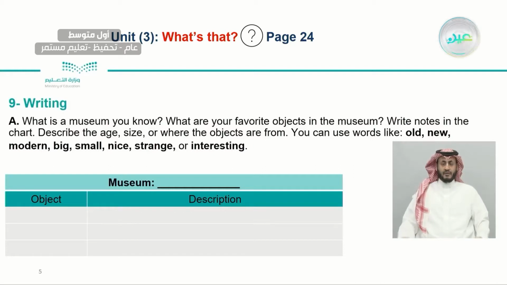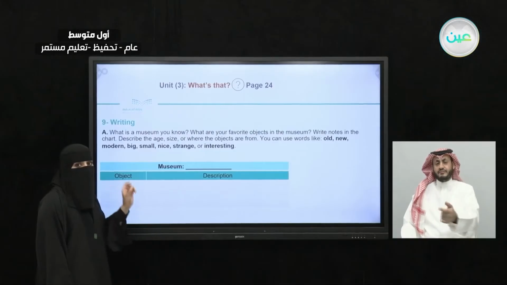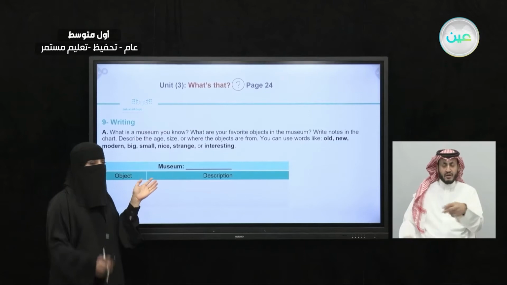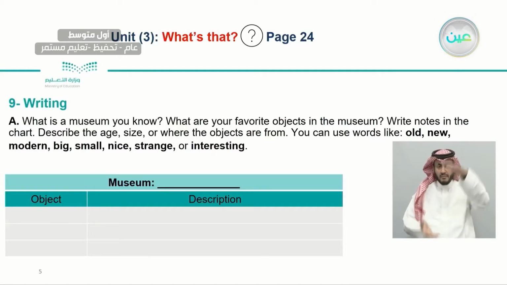Open your book. Look at this chart. What do you see here? Object, description. We just said that. We are about to describe certain object using adjectives. Good job. Look at number A. What is a museum you know?